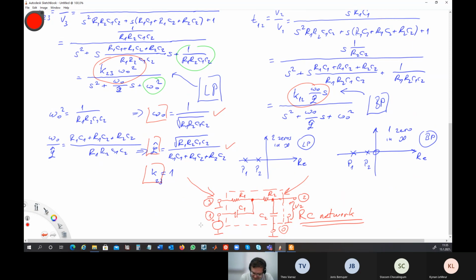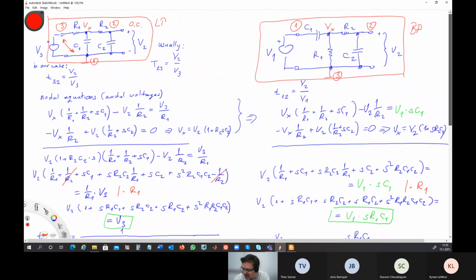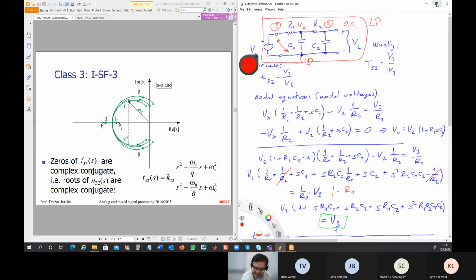So this is V1. So this is our universal RC network with 2 inputs, and regarding the type of the network, we can choose one or another input, and we will always have the same poles and the same network parameters. So this was a small analysis.